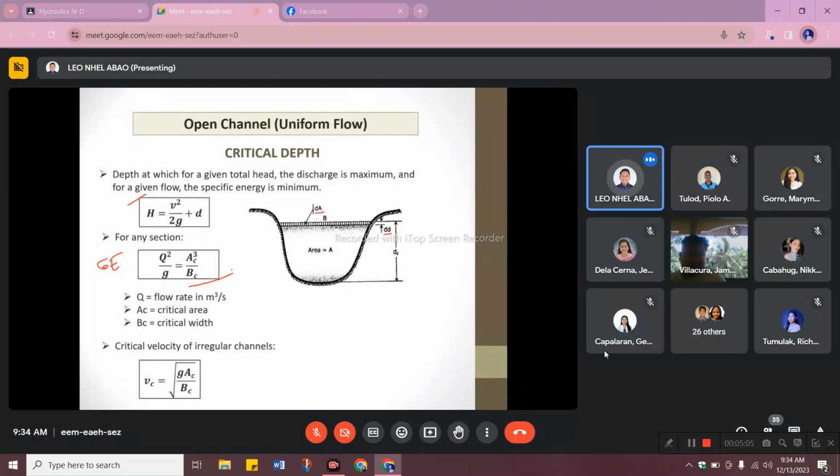Where Q is the flow rate, AC is the critical area, and BC is the critical width. By the way, class, when you say critical width, we're talking about the top width. B is the top width. Not the bottom, not the side, so top width. So we also have the critical velocity for irregular channels. We have Vc equals the square root of G A over B.